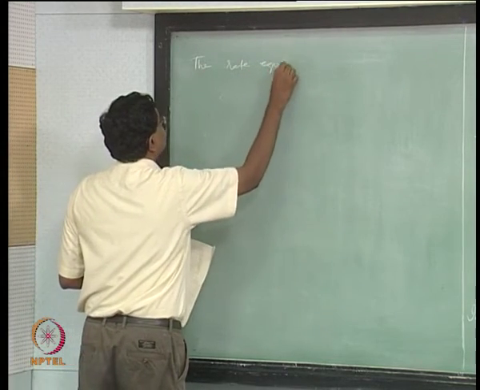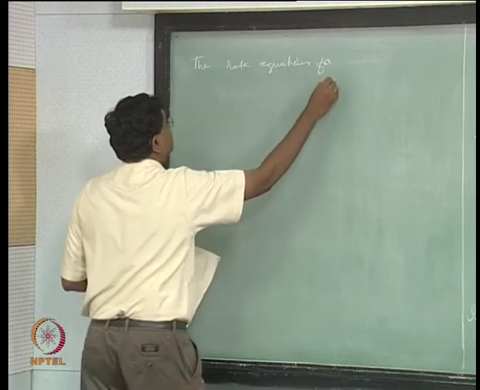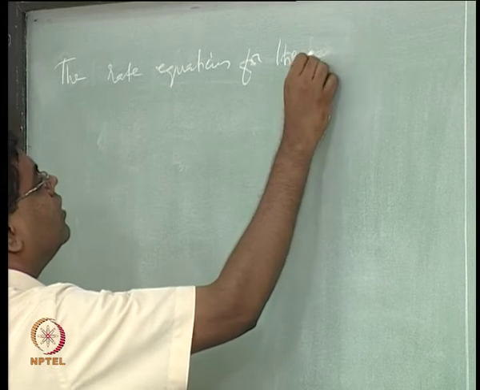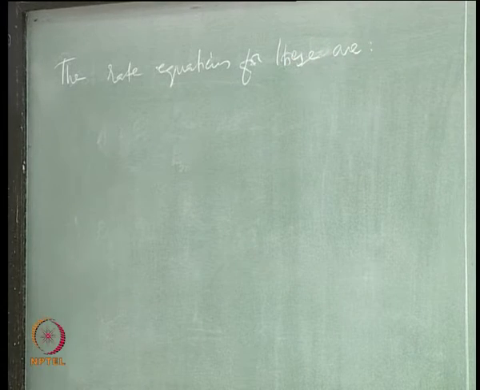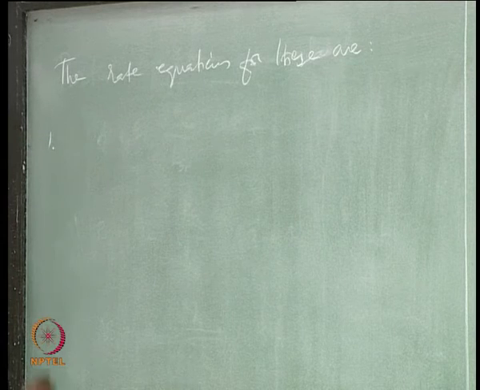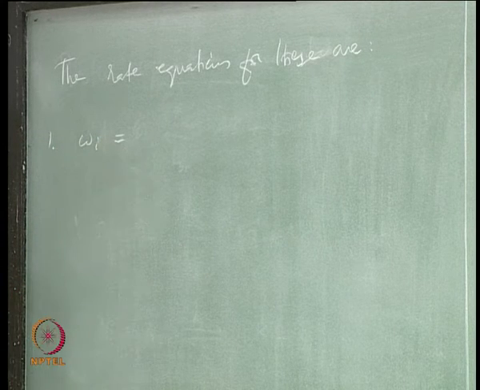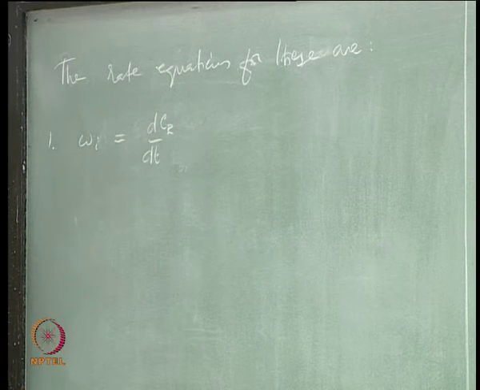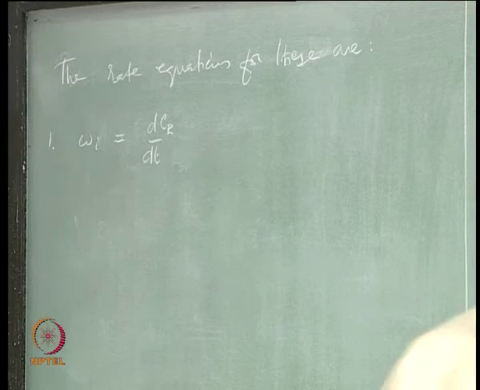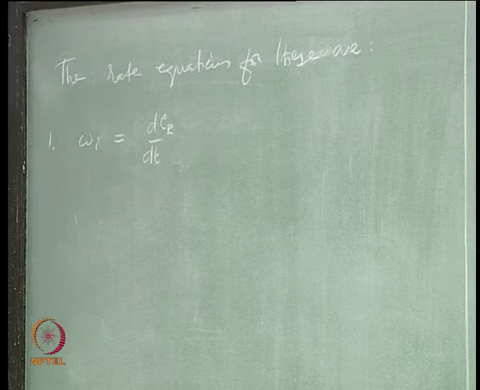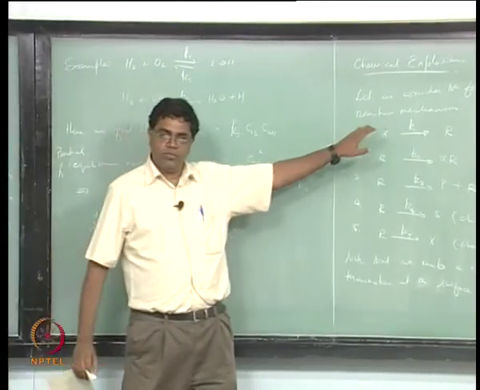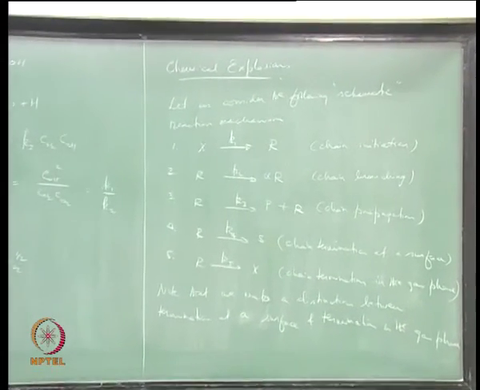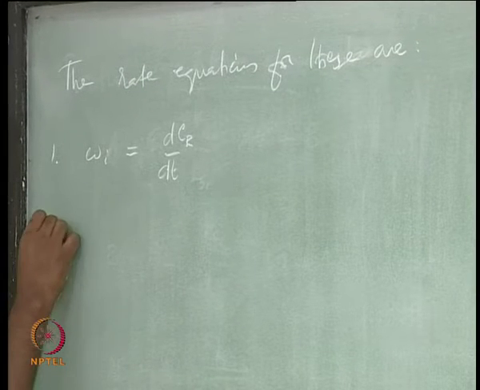the rate equations for these are, one, let us say we call this omega I for the chain initiation step, all we are going to write is dCr over dt, because we do not want to be worrying about the fact that it depends on the concentration of x, okay. We could write k1cx for example, okay, let me not worry about it, I am just going to keep this as omega I, right.